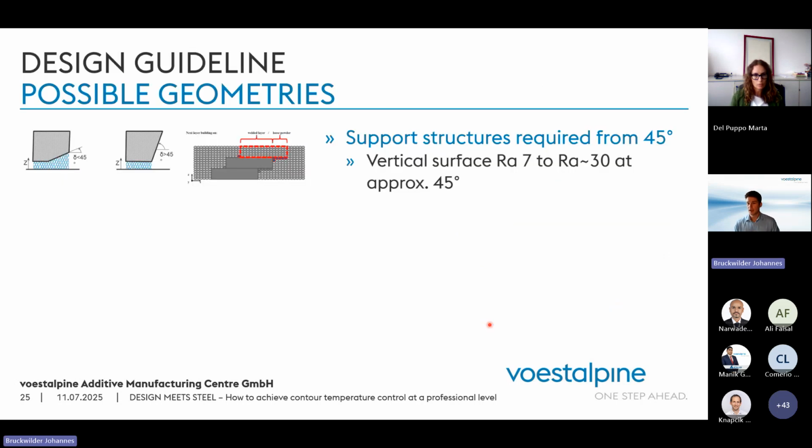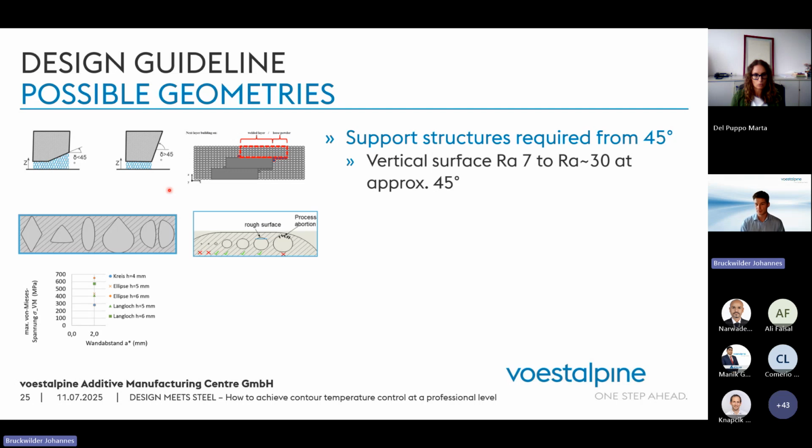What can we build? If we have the build platform, and the angle is less than 45 degrees, we need support structures, and that's important. So with an angle bigger than 45 degrees, we can print it without support structures. You can also implement different cooling channels. You have round cooling channels, elliptic cooling channels. A lot of variations, but important.